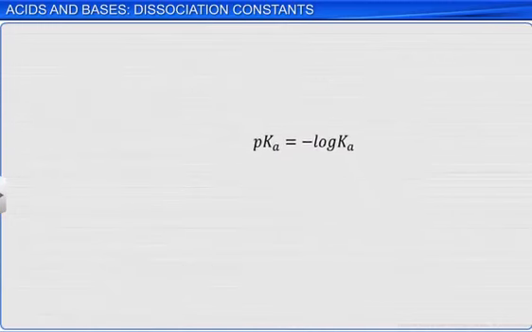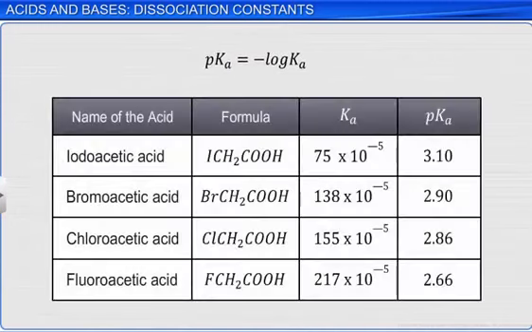For example, among the halogenated fatty acids, fluoroacetic acid, with a higher value of Ka and lower value of pKa, is the strongest. The dissociation constant Ka helps us in calculating the pH, equilibrium concentration, and degree of dissociation of a given weak acid.